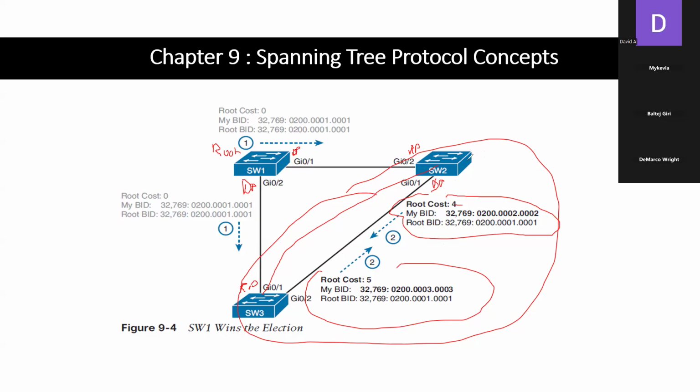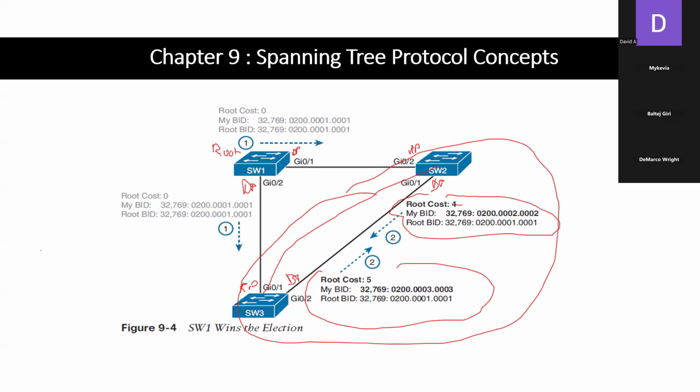With that being said, and we're talking about spanning tree, what happens to gigabit 0/2 on switch 3? So gigabit 0/2 on switch 3, because it got a root cost of 5, would it become a blocking port? Absolutely. All right, got you. This will become a blocking port.